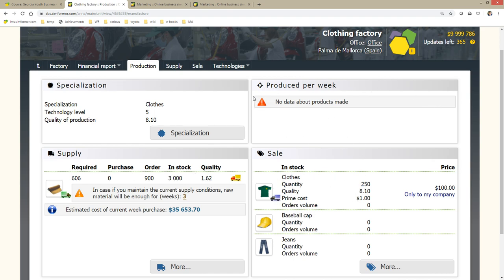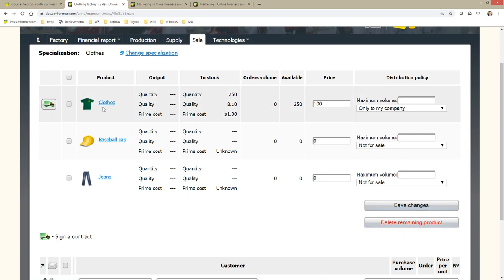Here, produced per week, you can see how much you produce per week. Now, because this is the first turn, there is no data yet at the moment. Don't forget to go to the Sale tab and check out how you can change the price as well as the distribution policy. In this case, I'm selling only to my company, which means my stores and my warehouses will be the only ones that will be able to buy from me, because that will be a proposition visible only to them.